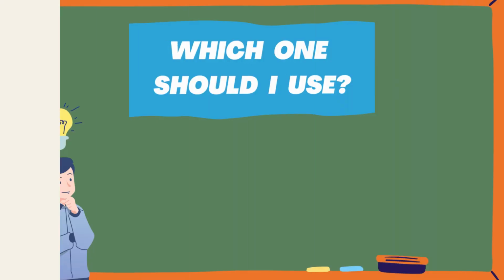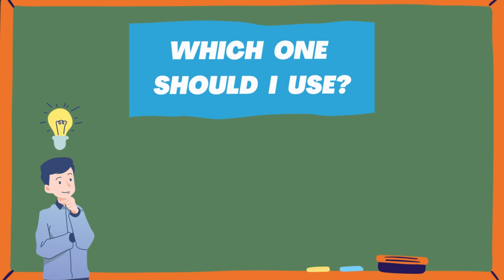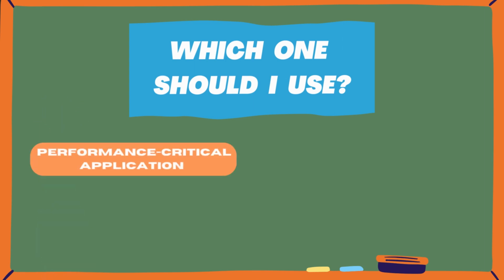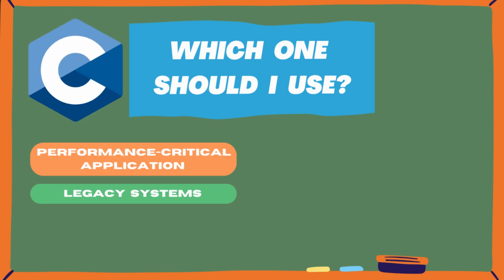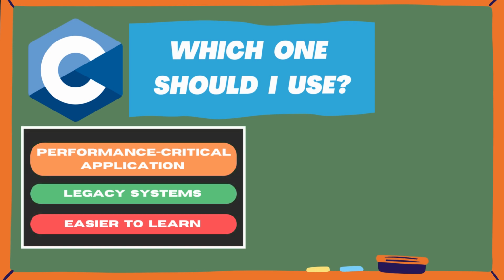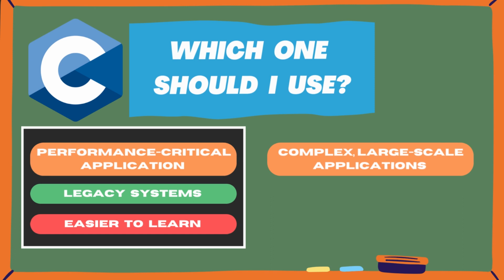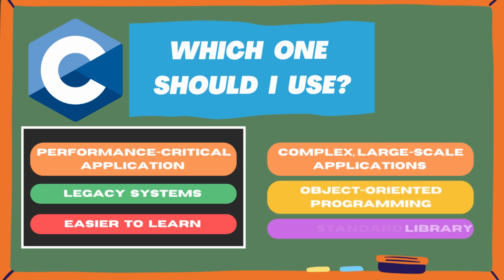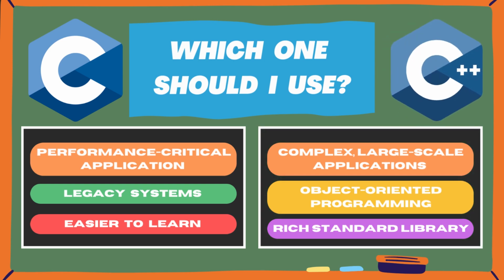So to conclude, if you need to write a performance-critical application or work with legacy systems and libraries, C might be a better choice. C will also be easier to learn than C++ thanks to its simplicity. On the other hand, if you need to build complex, large-scale applications with modern features, object-oriented programming, and a rich standard library, C++ would be a more appropriate option.